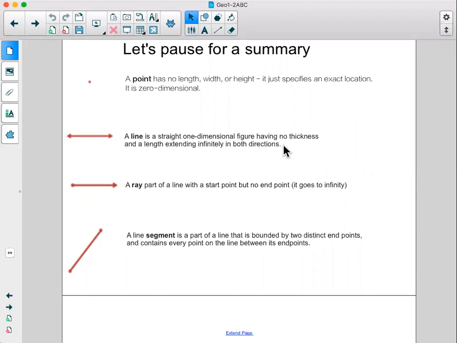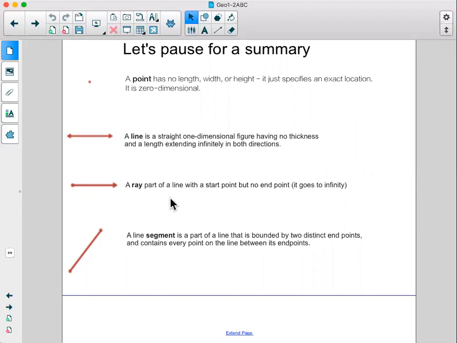And we can name it either with a lowercase script label, or we can name it using any 2 points on the line, in which case they have to be capital letters because they represent points on the line, and you have to have the double-headed arrow above it to represent that it's a line.